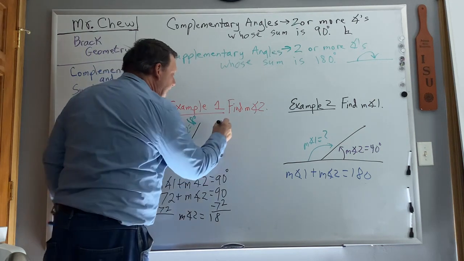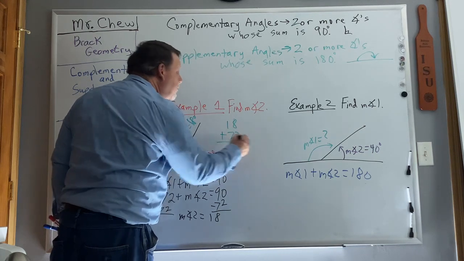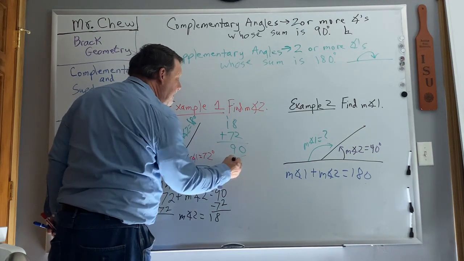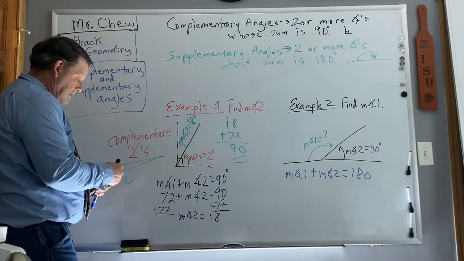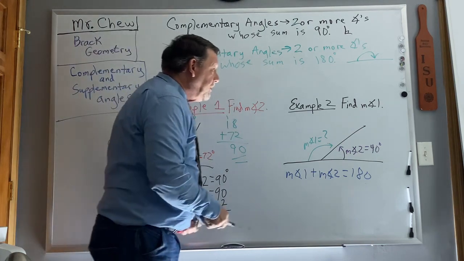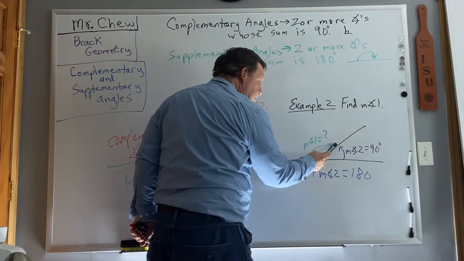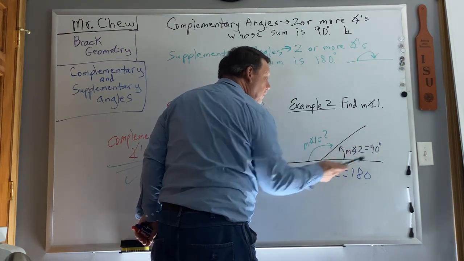How do I check that? I take my 18 that I just found, add it to my 72 that was given. 8 plus 2 is 10, carry the 1, 90 degrees, which means it is complementary. And we're good. Now, example 2, it says find the measure of angle 1, this measure right here, which is a big angle, if measure of angle 2 is 40 degrees.